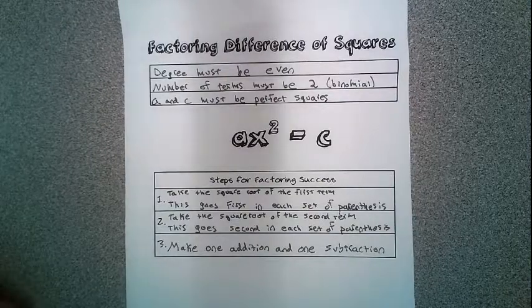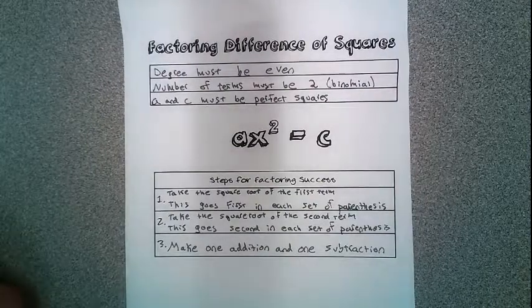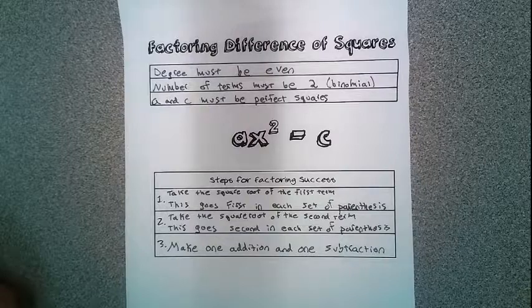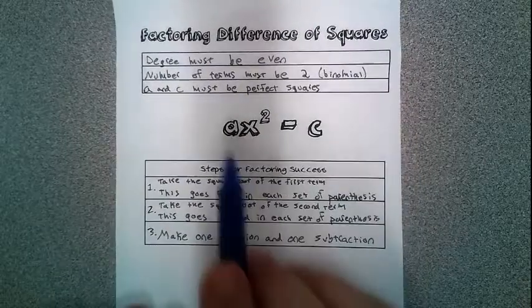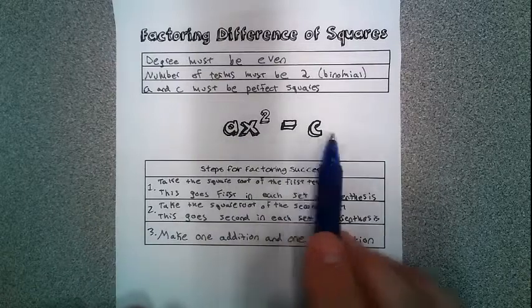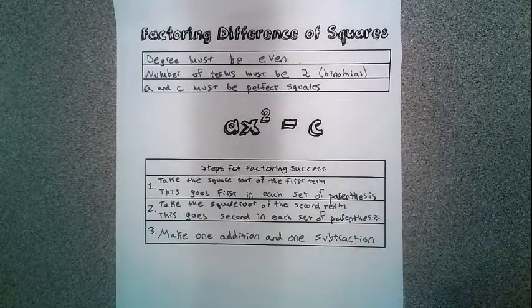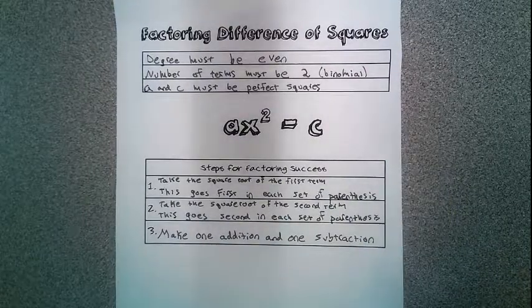So you should have this handout in front of you. There are 2 copies in each package. You only need one of them. So, factoring difference of squares. If you recognize that this is a perfect square and this is a perfect square, then we can factor them using a special pattern.